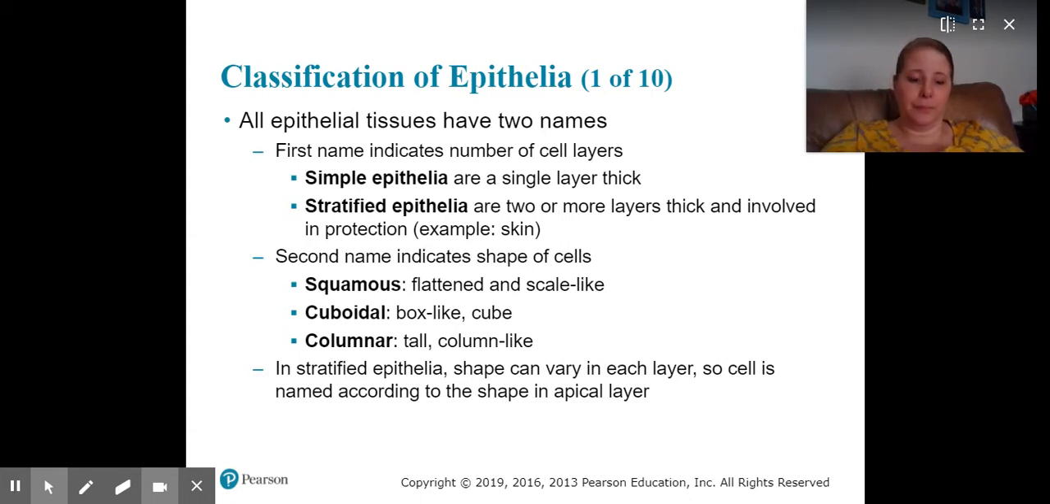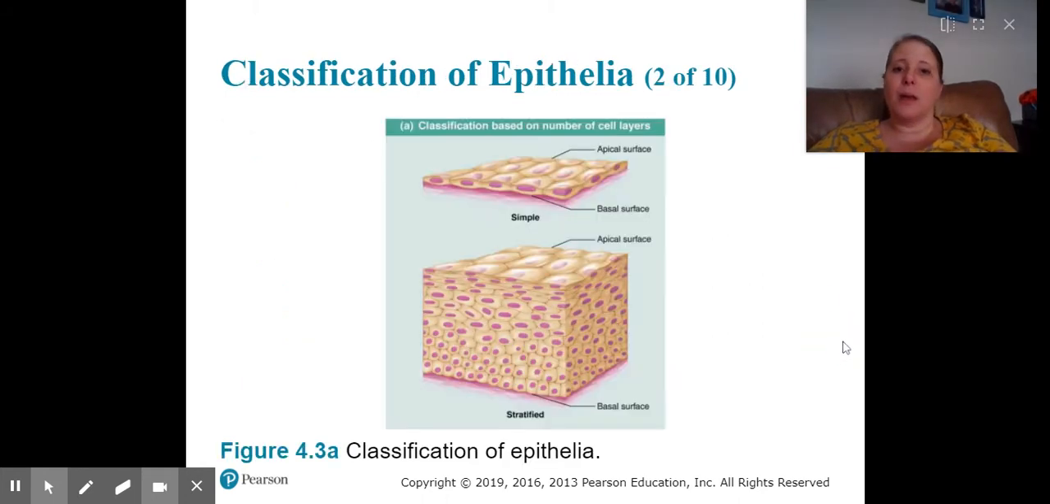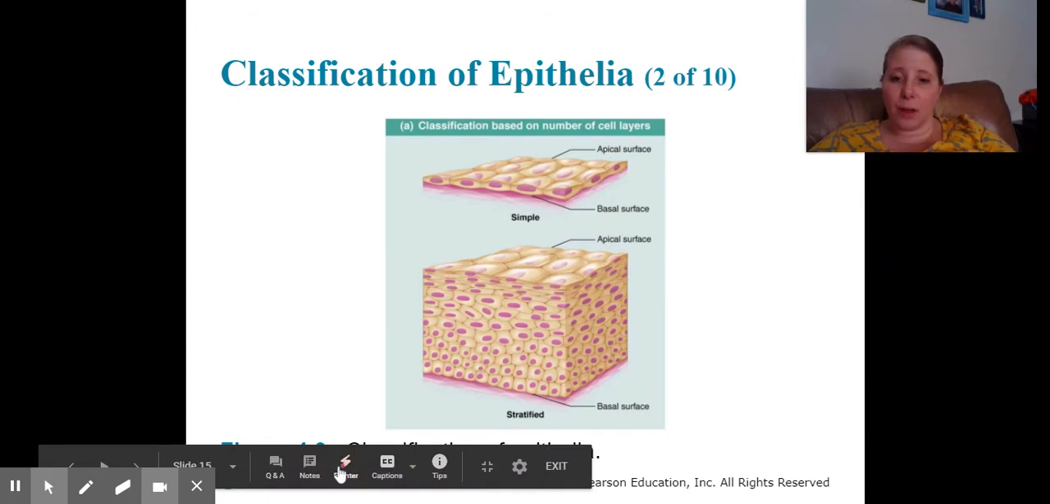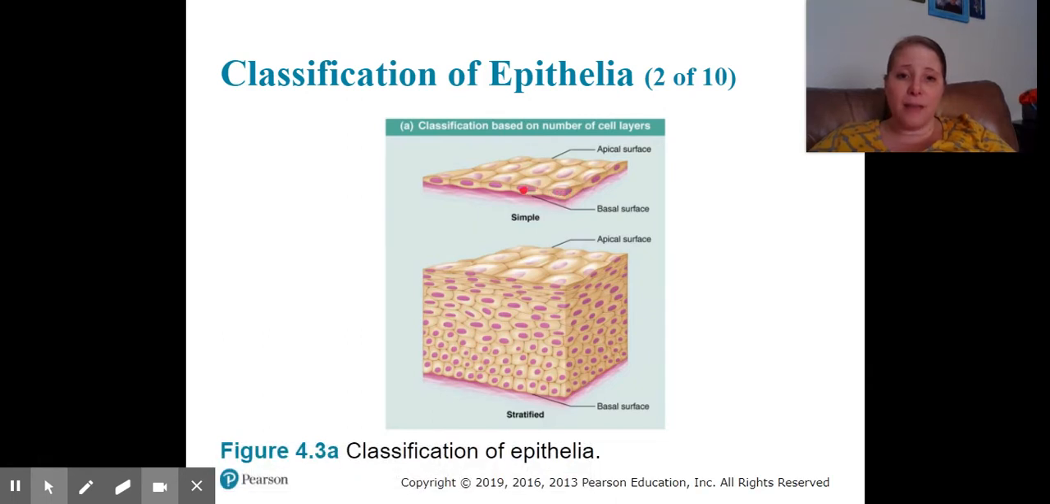All right. So in this case, this picture here, let me get my pointer going. This is simple squamous, one cell layer thick, and these are flat scale-like squamous cells. So this is simple squamous here. And this is going to be found in your alveoli.